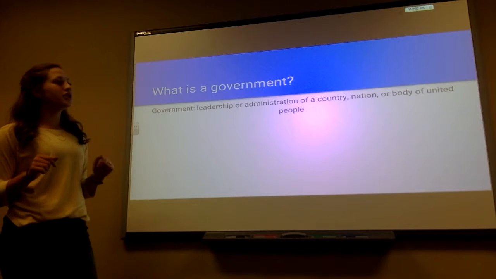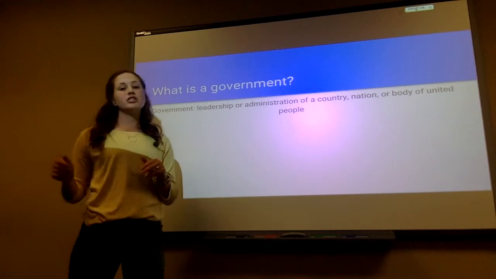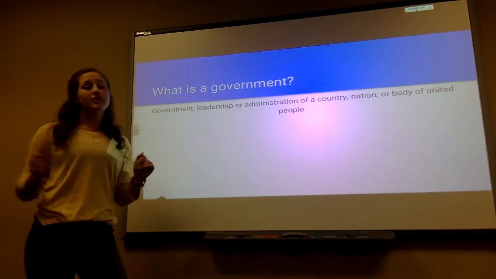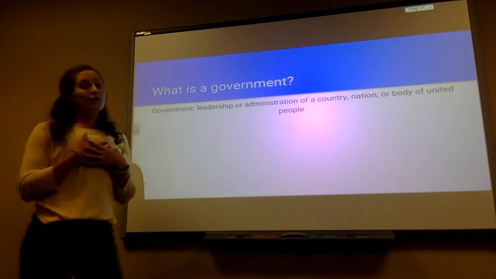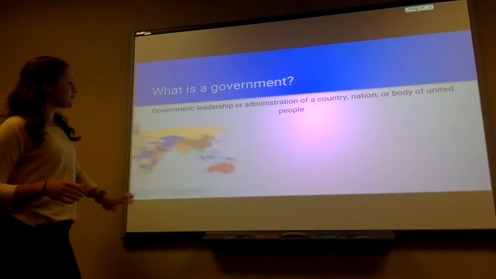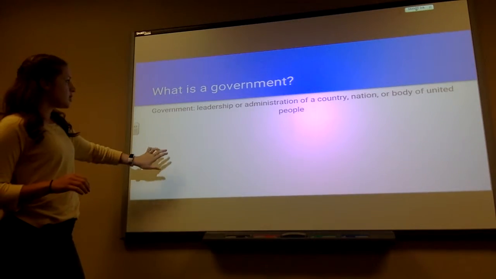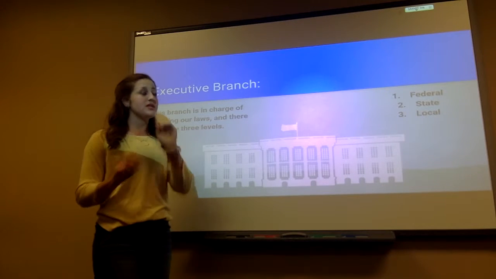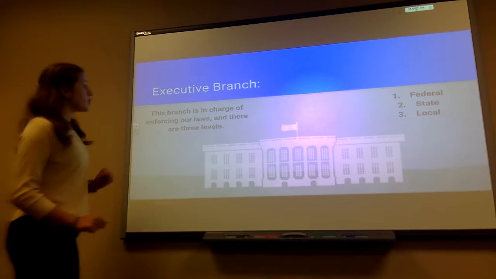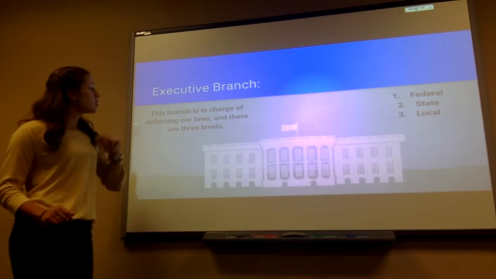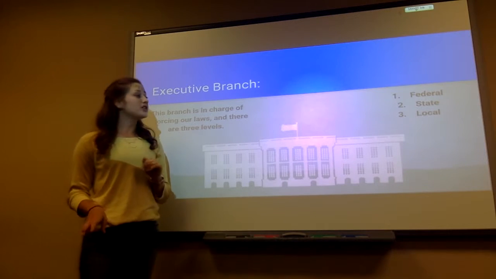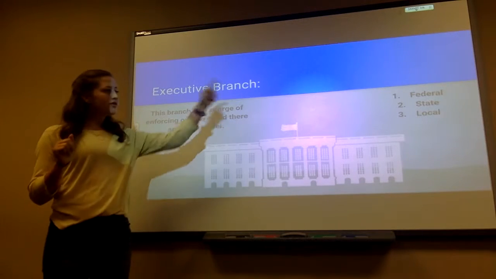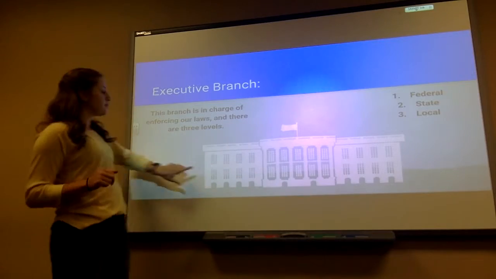So first, we understood what a government is. A government is a leadership or administration of a country, nation, or body of united or unified people. We're talking about our government in the United States of America. Specifically, we are talking about one branch. Remember, I said there are 3 branches, but today we're talking about one branch of our government called the executive branch, and this branch is in charge of enforcing our laws. This branch is divided into 3 levels: the federal, the state, and the local.